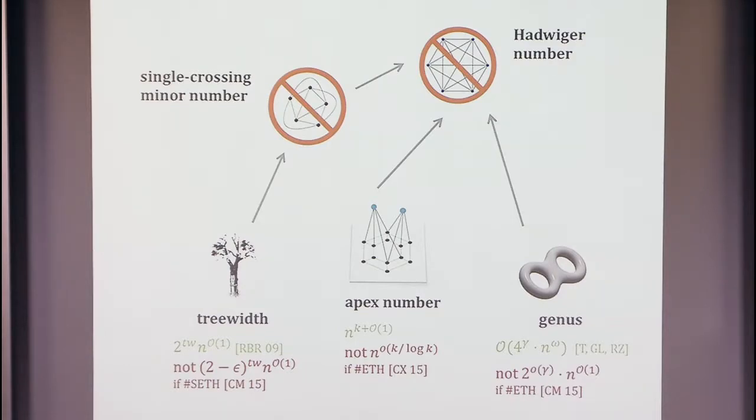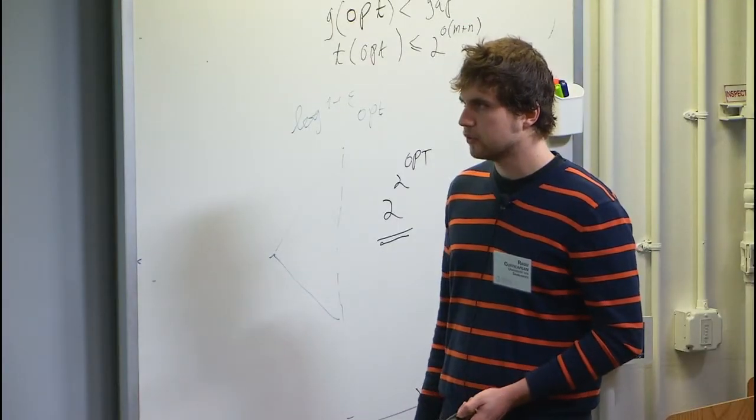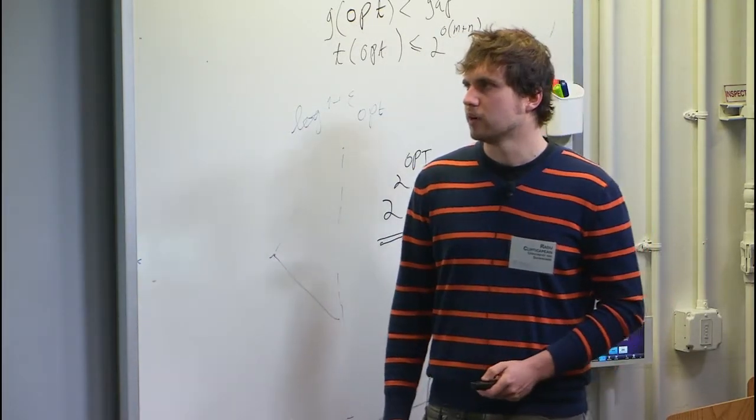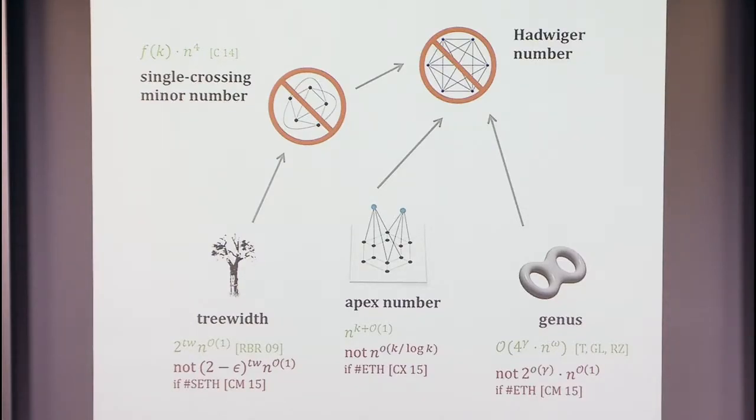But what is nice is that you can actually generalize this tractability result for tree width also to single crossing minor number. So it is known that if you exclude a single crossing minor of size k, then you get a running time of f of k times some polynomial. And yeah, this just leaves open this last, most general parameter, the Hadwiger number. So in this setting, just the lower bound for the apex number will also give us a lower bound for counting perfect matchings under the Hadwiger number. But what we don't know is whether this problem can be solved in time n to some function of k.